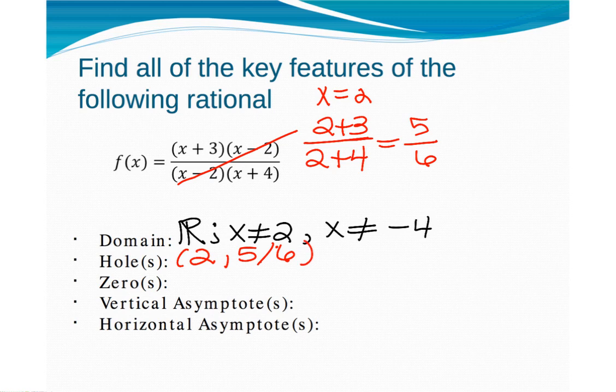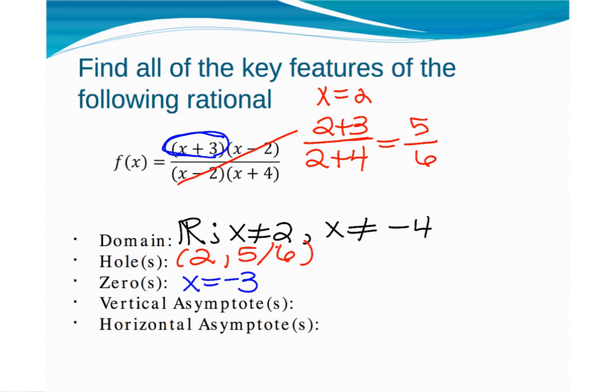After I find my hole, I'm going to find my zeros. And my zero is going to be, looking at my numerator, what's left. When is that going to be 0? So that is going to be 0 at -3.